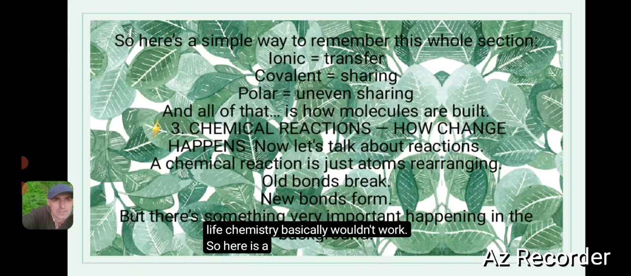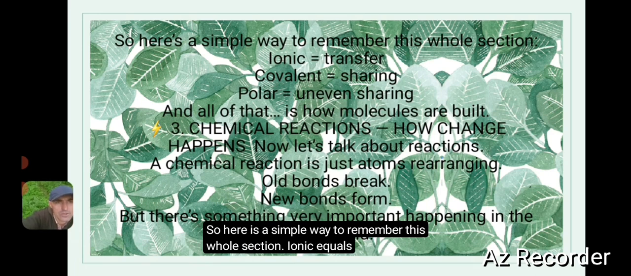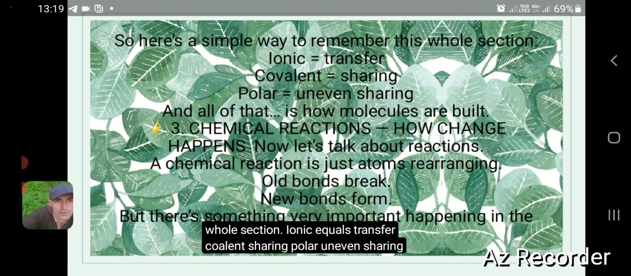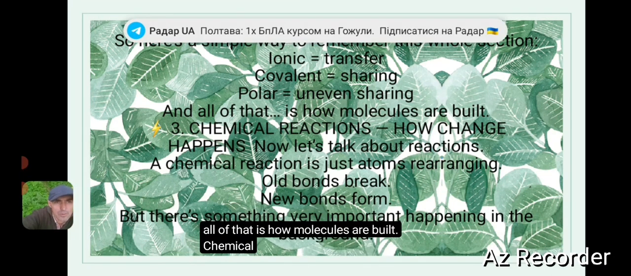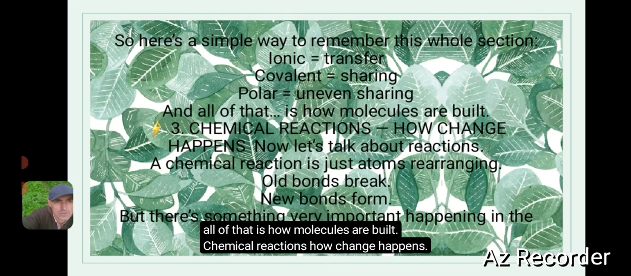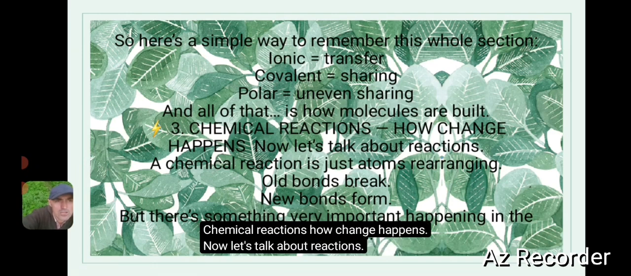So here's a simple way to remember this whole section. Ionic equals transfer, covalent equals sharing, polar equals uneven sharing. And all of that is how molecules are built. Now, chemical reactions, how change happens. Now let's talk about reactions.